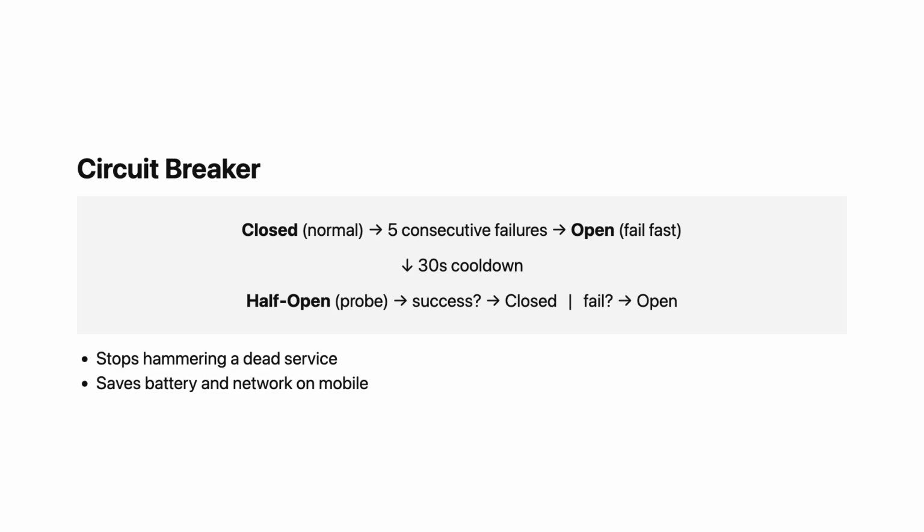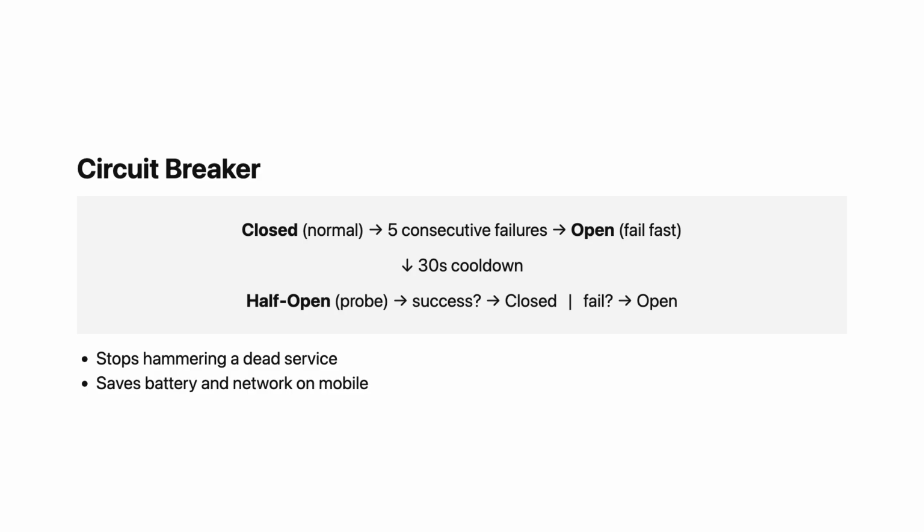Circuit breakers are more common in backend services, but they are useful on mobile too. If your sync service has failed 5 times in a row, stop hammering it. Wait 30 seconds, try 1 probe request, and go from there. Your battery and your network will thank you.